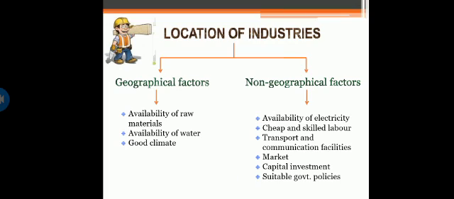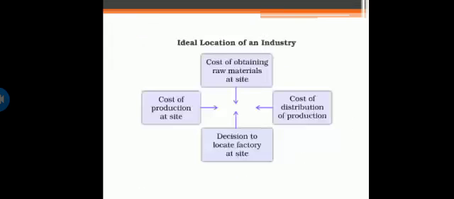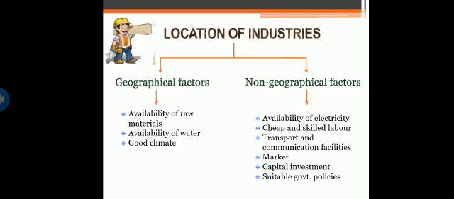So let us see what the non-geographical factors are. Some of the factors are availability of electricity, cheap and skilled labor, transport and communication facilities, market for the finished product, capital investment and suitable government policies. So these are the geographical and the non-geographical factors for the location of industries.